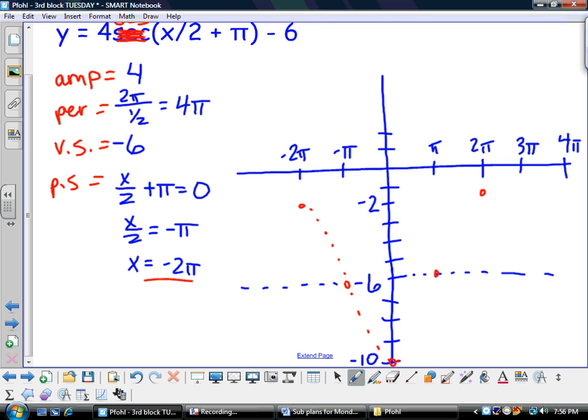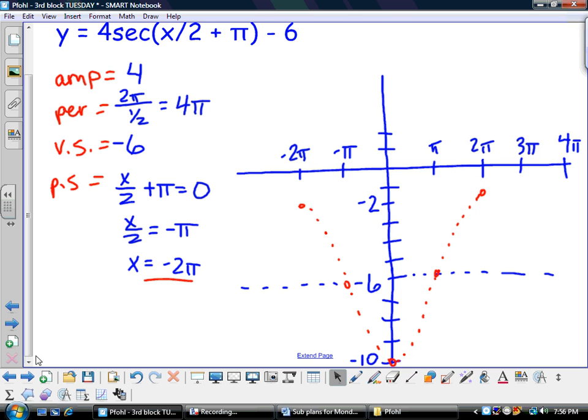I'm going to make this really light if I were using a pencil. Since I'm not using a pencil, I'm going to make it a dotted line. This is just to help me out. This isn't the answer. It's just a graph to help me get the answer, because my answer should be a secant graph, not a cosine graph.